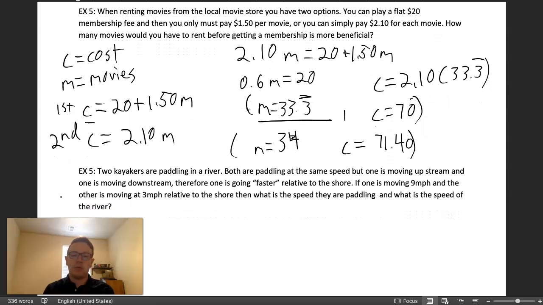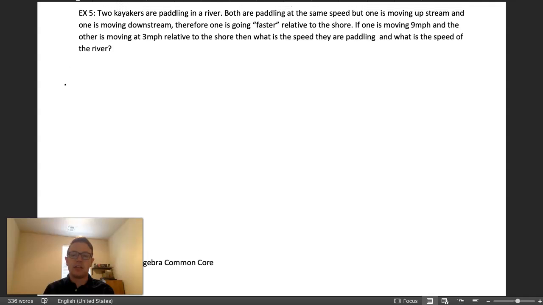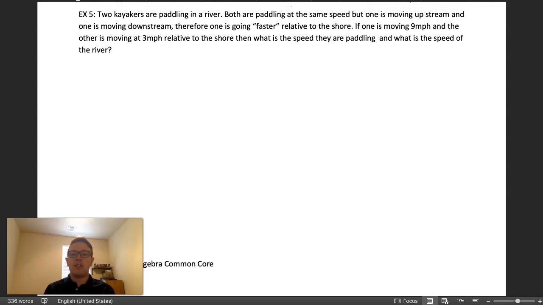All right, we have one more type of problem. These are definitely the most confusing, so we're going to draw a picture for these. We have two kayakers who are paddling in a river. Both are paddling at the same speed, but one is moving upstream and the other is moving downstream. Therefore, one is going faster relative to the shore. If one is moving 9 miles an hour and the other is moving 3 miles per hour relative to the shore, then what speed are they paddling and what is the speed of the current?